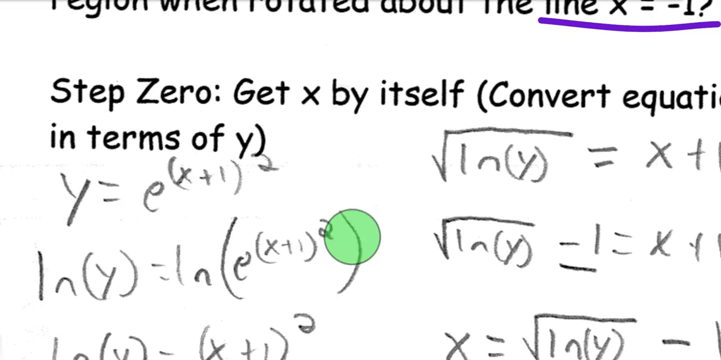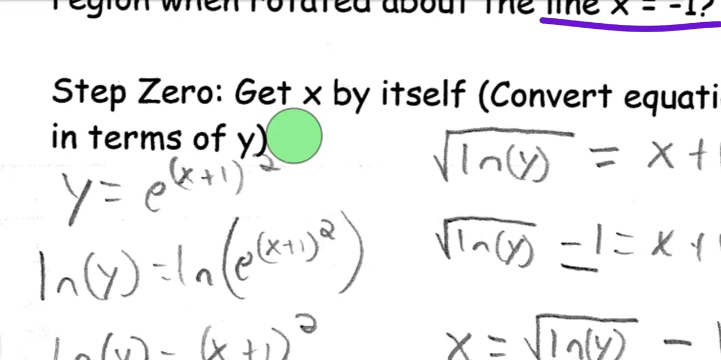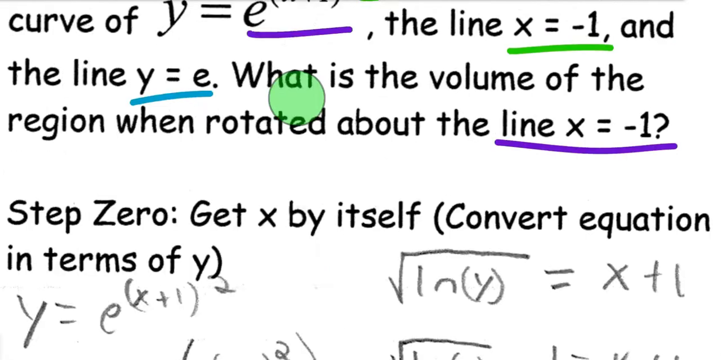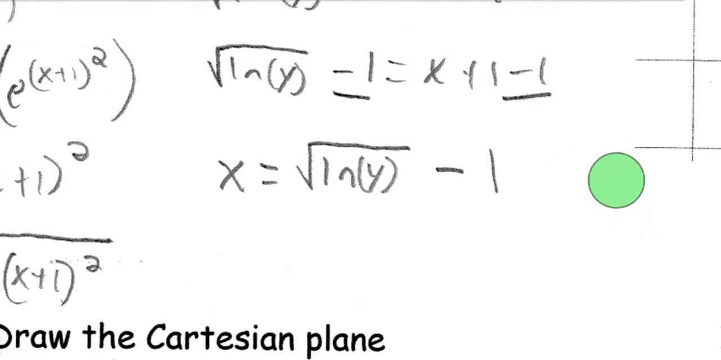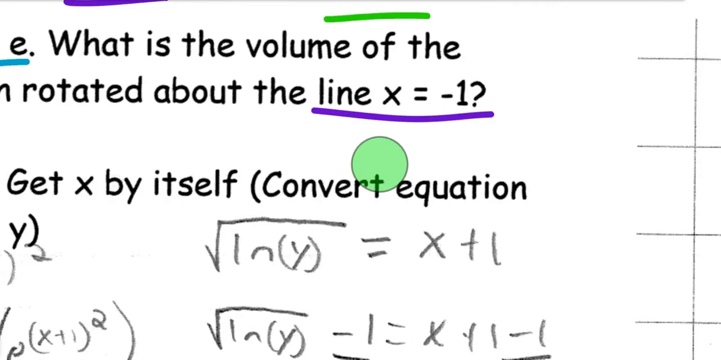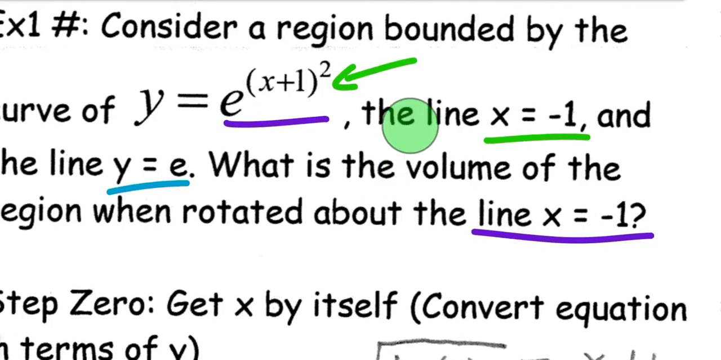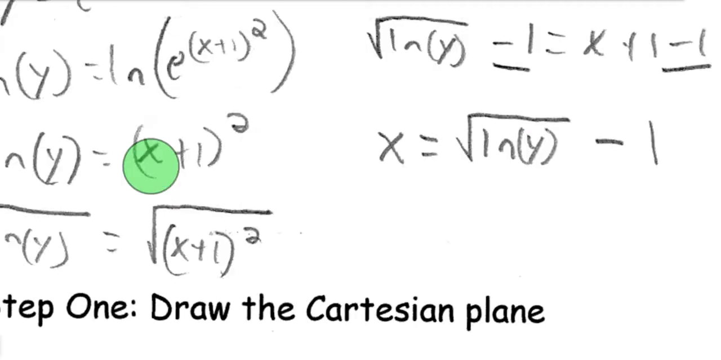And again, that's step 0, or your initial step: get x by itself. We do that because we're rotating about a vertical line, x equals -1, so it has to be in terms of y. It also goes back to your limits of integration, or basically the range of your region, which is going to go from where these two lines equal each other all the way up to y equals e. So your limits of integration are going to be in terms of y as well.